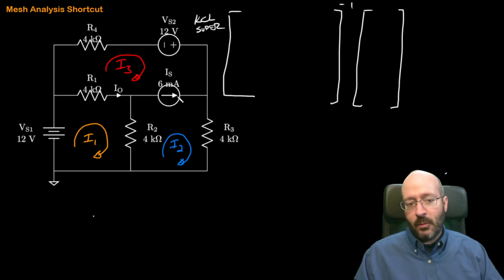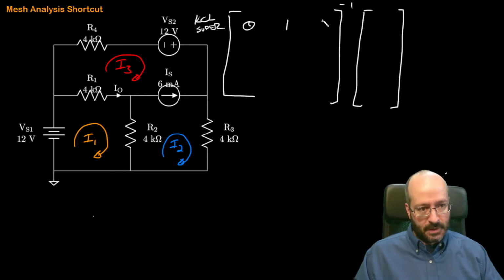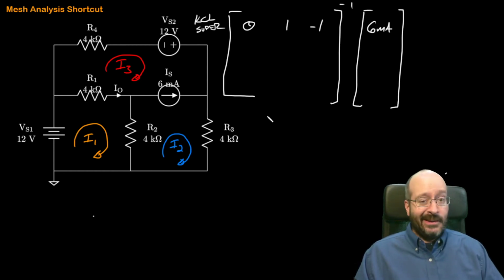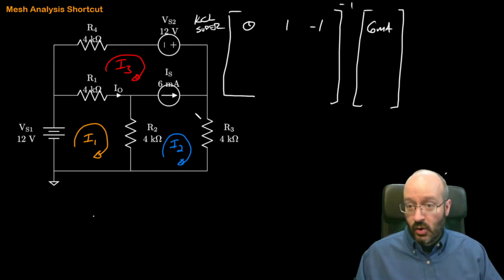And we say, does I1 touch it? Nope. Does I2 touch it? Yep. And it goes in the same direction. Does I3 touch it? Yep. And it goes in the opposite direction. And the right-hand side is just 6 milliamps. Pretty quick, hopefully, after I did my fumbling early on there.